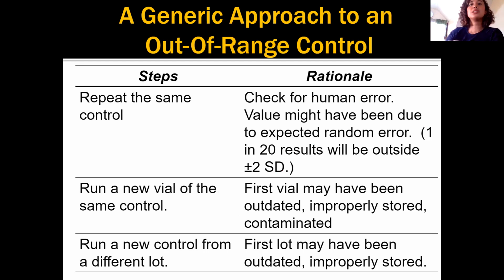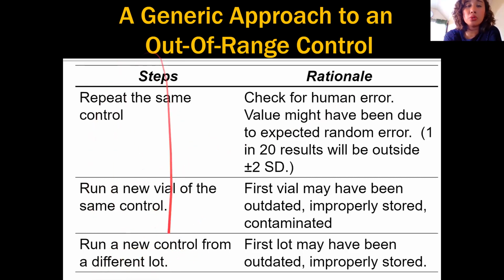So, anong gagawin, guys, pag out of range tayo? Repeat the same control. Check for human error. So, pag na-repeat mo na yung same control, you are removing the errors that are coming from the operator. Run a new vial of the same control. So, you are assessing if the control is still okay o baka out of date, improperly stored, expired, or contaminated already. Next, run a new control from a different lot.